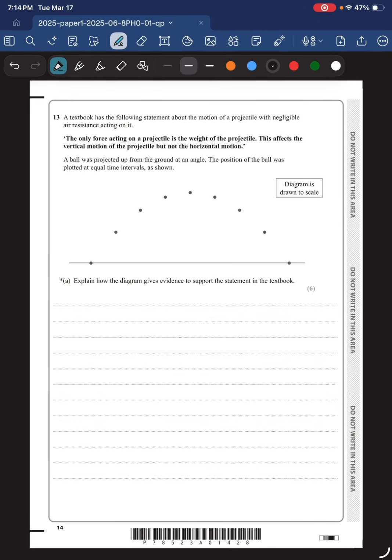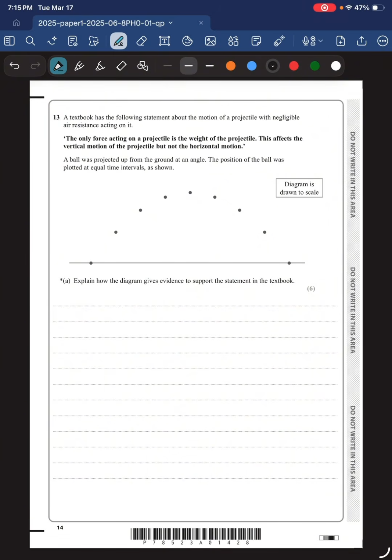Okay, question 13. A textbook has the following statement about the motion of a projectile with negligible air resistance acting on it. The only force acting on a projectile is the weight of the projectile. This affects the vertical motion of the projectile, but not the horizontal motion. A ball was projected up from the ground at an angle. The position of the ball was plotted at equal time intervals as shown. Question A, explain how the diagram gives evidence to support the statement in the textbook.